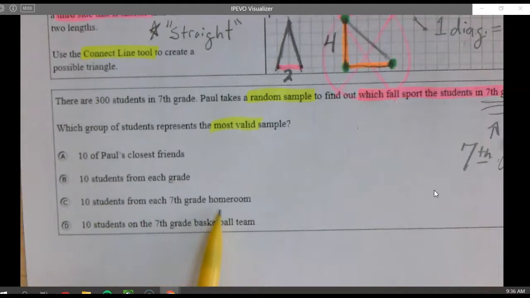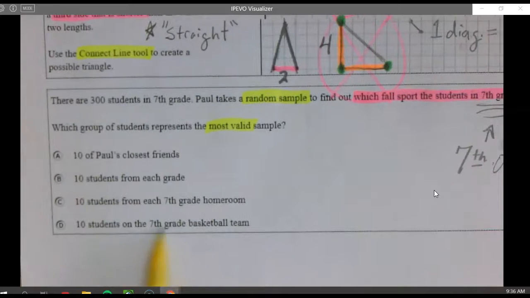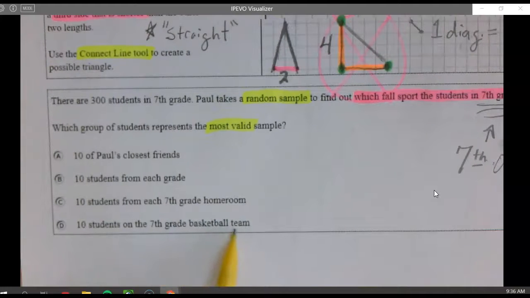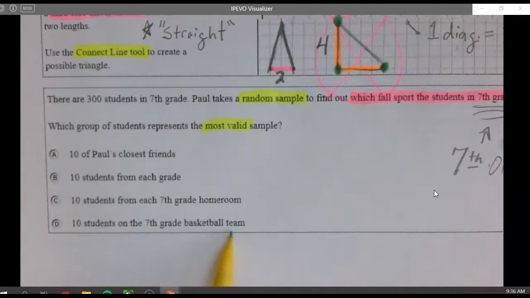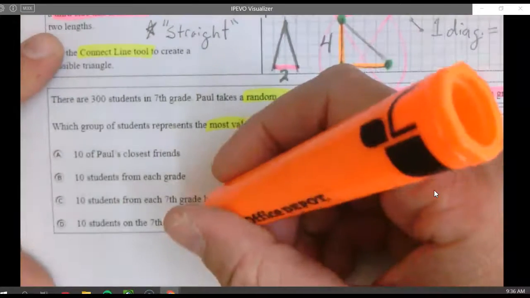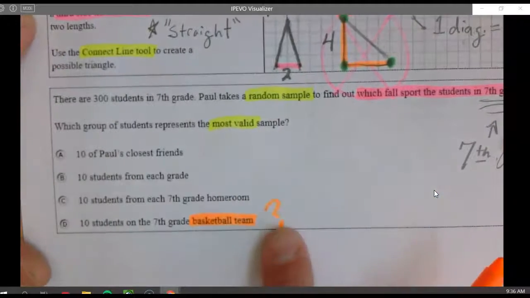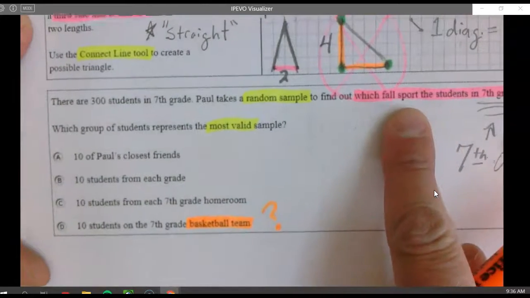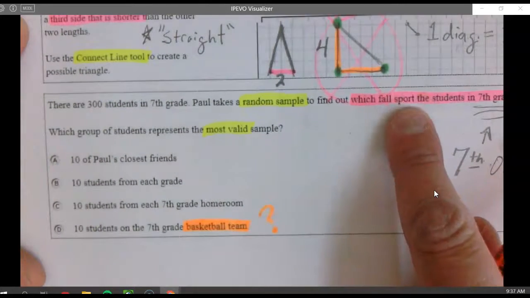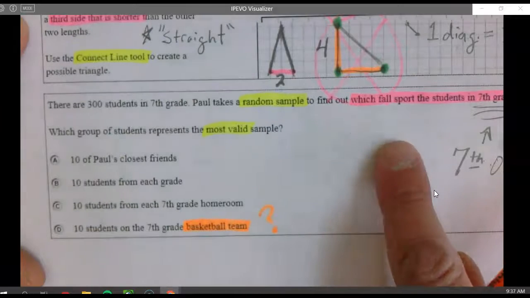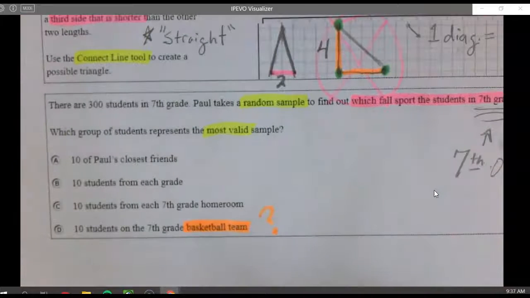Okay, well, let's compare that. You're right. But let's compare that. 10 students of the 7th grade. Okay, still 7th grade. Basketball. Well, that's kind of specific. So, guys, the specificness is what you have to check. Is it just basketball team? No. Do you think the basketball team is going to give us a fair opinion of what sport they like? No, they're going to have a bias.